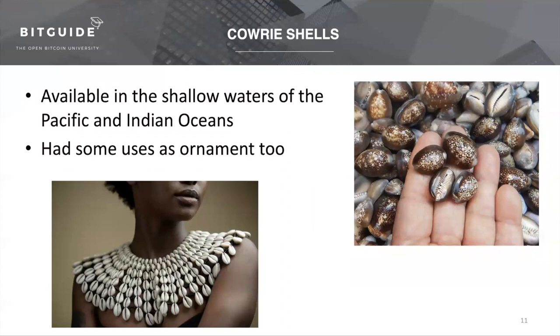They were available in shallow waters of the Pacific and Indian Ocean. And they also had ornamental use at the time. So naturally, people viewed them as valuable items. And this paved the way to create consensus in the society as something valuable to be used as money.